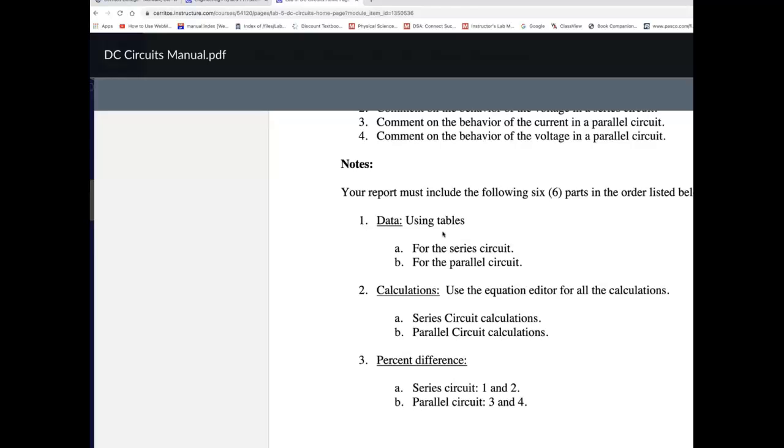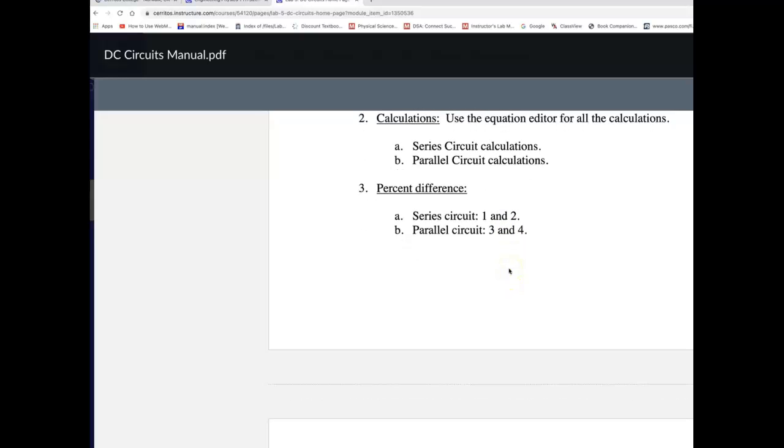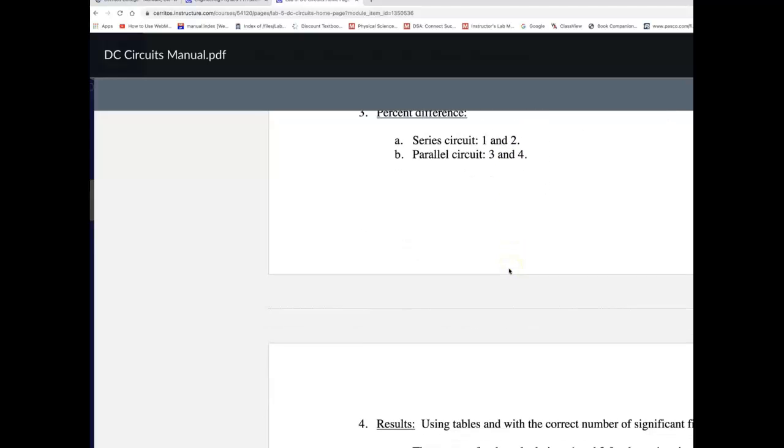Now for the calculations, you should use the equation editor for all your calculations. No handwritten work will be accepted. For this lab, I'm gonna give you 0 if you include any handwritten work, I will not give you any credit for that. Your series circuit calculations, and again, you have subsections, series circuit and parallel circuit. Percent difference, you're gonna include 1 and 2 for series circuit and 3 and 4 for parallel circuit.